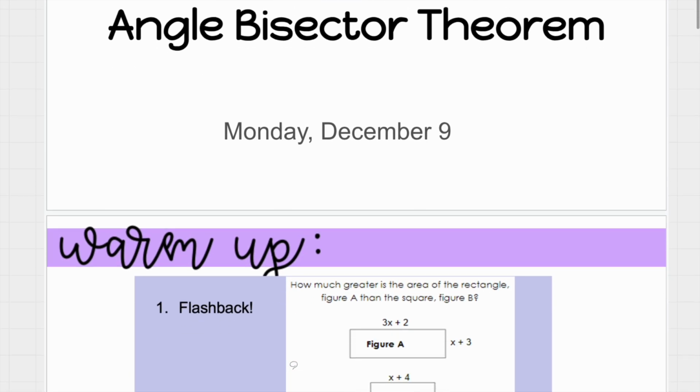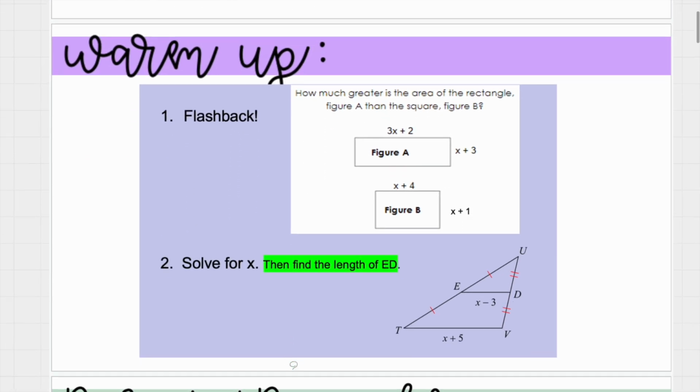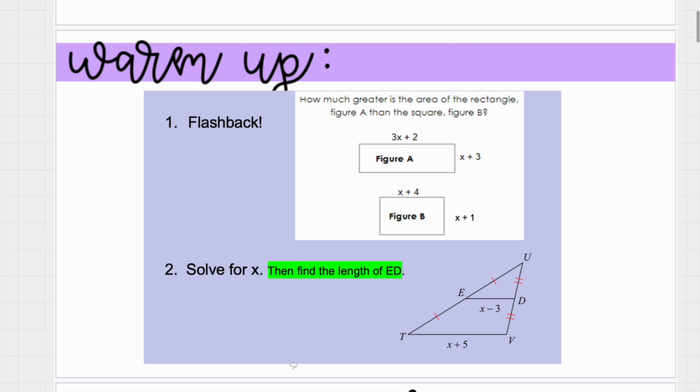So before we actually get started in the new lesson, let's do a little warm-up. Take out your packet, and you know where to go. The very front page of your packet is where you do your warm-up. Look for the warm-up for December 9th, and you should find a place to put this information.